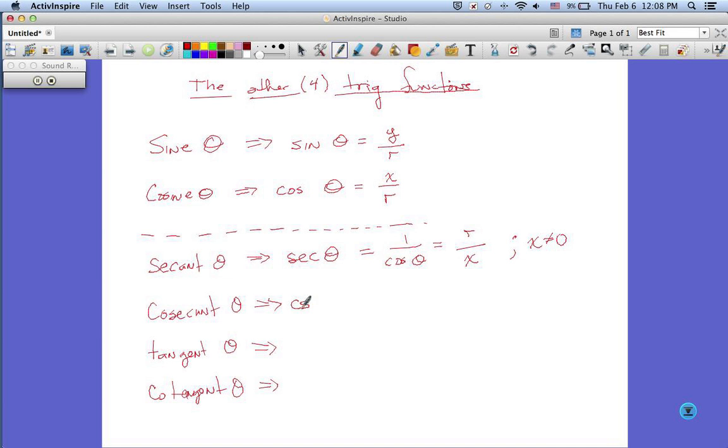Cosecant is CSC, cosecant of theta. That is 1 over sine, or if we do some substitution, that'd be r over y. Similarly, y cannot equal 0. Tangent, you've seen that abbreviation, tan theta, is sine over cosine. If you follow along, that would be y over x.